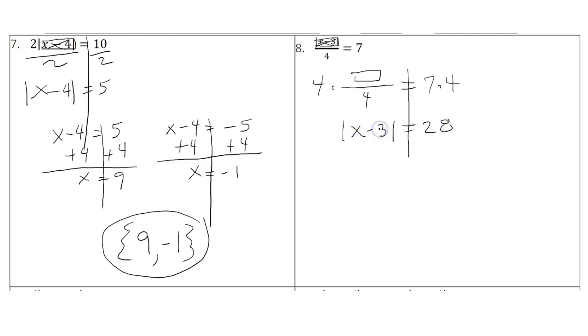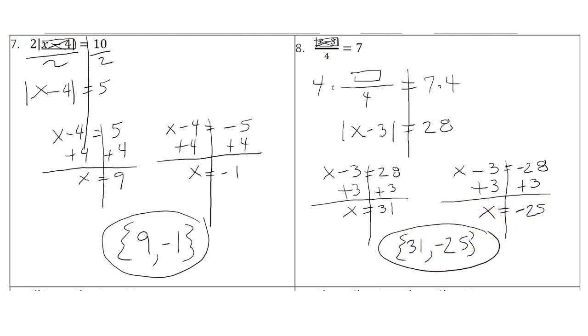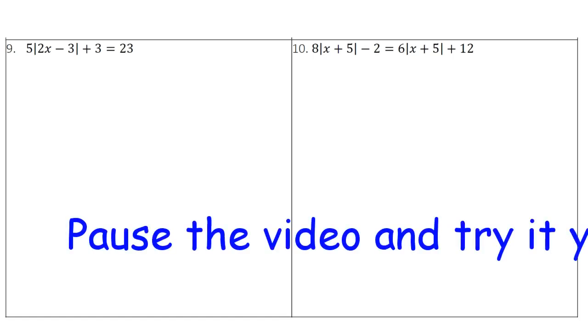Now we can look inside our box since it's isolated. Write two equations, x minus 3 equals 28 and x minus 3 equals -28. Solve both equations. Add 3 to both sides for x equals 31. Add 3 to both sides on the other equation for x equals -25. Our two solutions then are 31 and -25. Now pause the video again and try this example yourself.